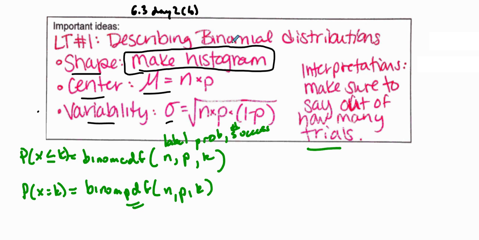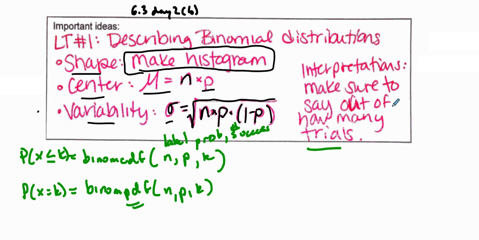When we're talking about binomial distributions, we can find the center by taking the probability of the event occurring times the number of trials that we have in the event. In the same manner, the standard deviation of a binomial distribution is the square root of n times the probability of success times the probability of failure.